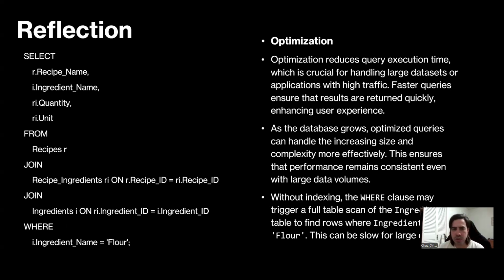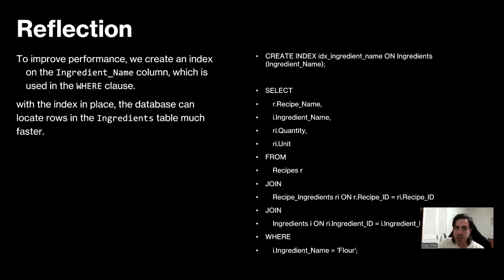And also, there could be some optimization performed. This query, for instance, as the database grows, can basically just get slower as it has to deal with more data. So indexing can speed that up. In this case, we would want to index what's inside of the where clause. So we created an index on the ingredient name column, and the database will be able to locate the rows in the ingredients table much faster that way.